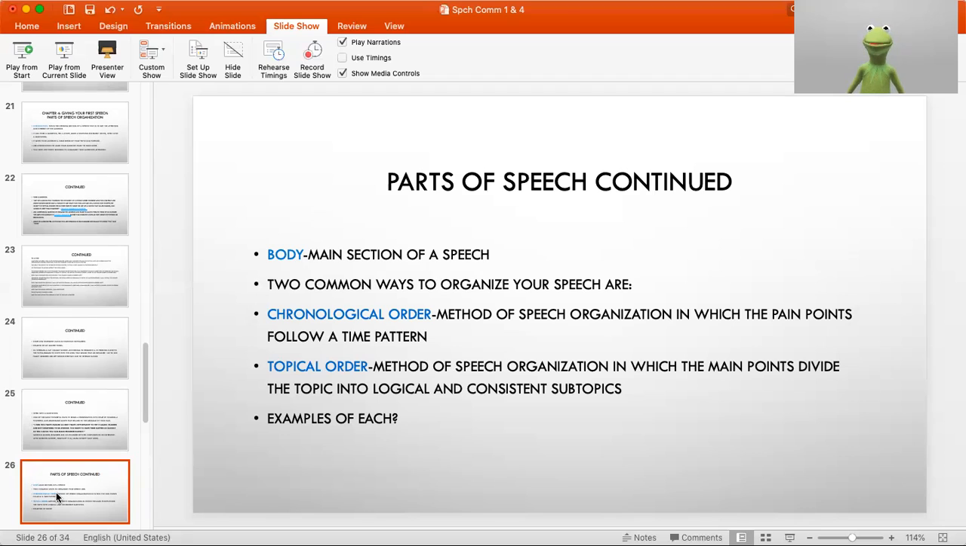You're going to have chronological order. So that's a method of speech in which you're organizing by a time pattern. So for example, if you are doing a speech about maybe your life, or you're doing a speech over somebody's life, a biography of somebody, you would use chronological order because you would start with their birth, a dateline of their most important achievements, and then their death. So that would be chronological.